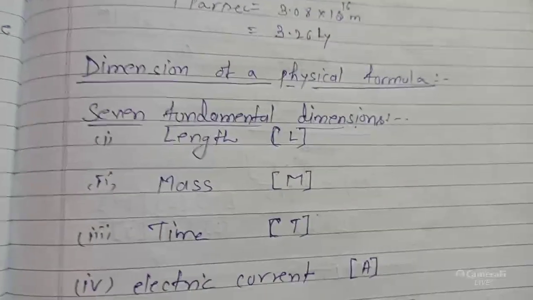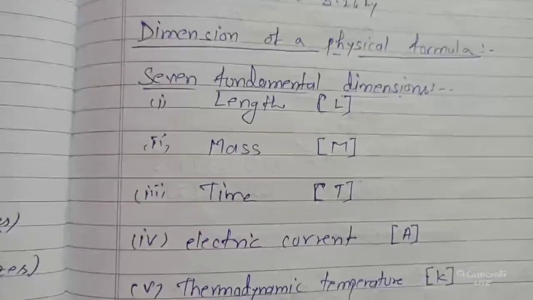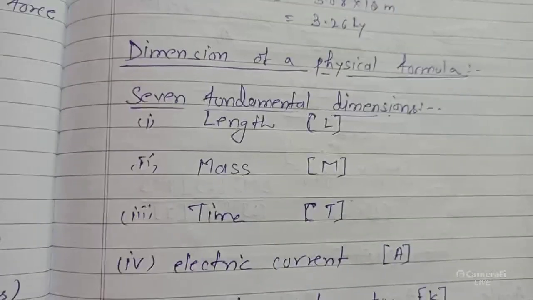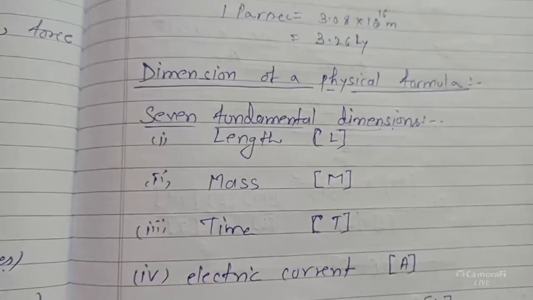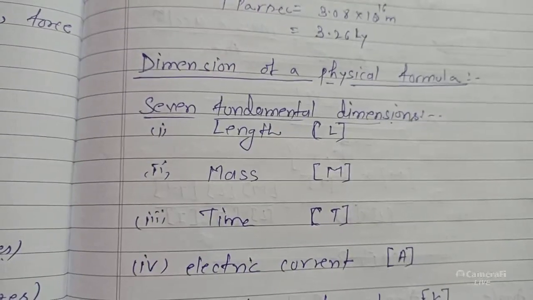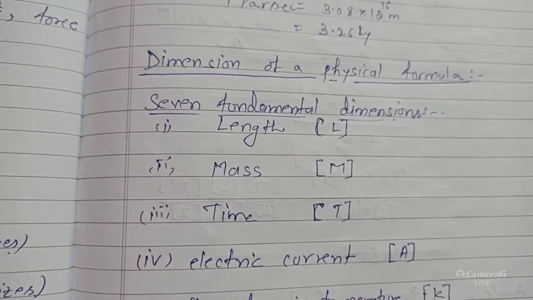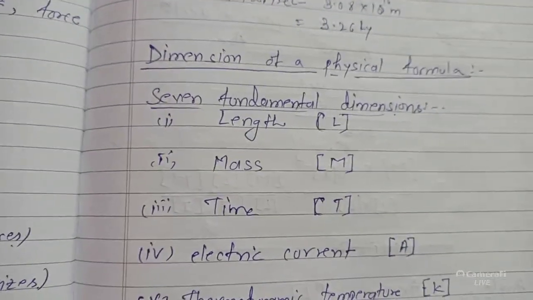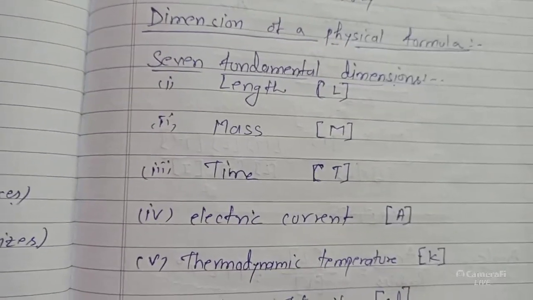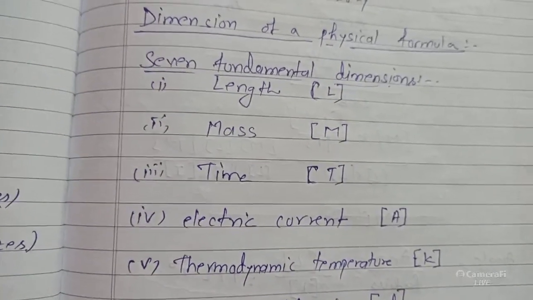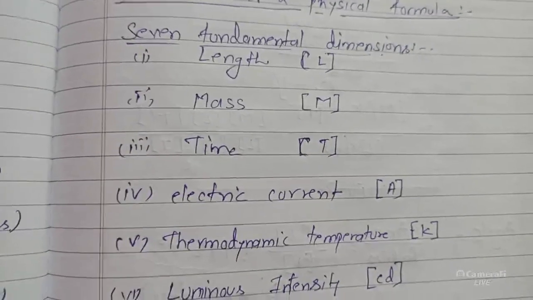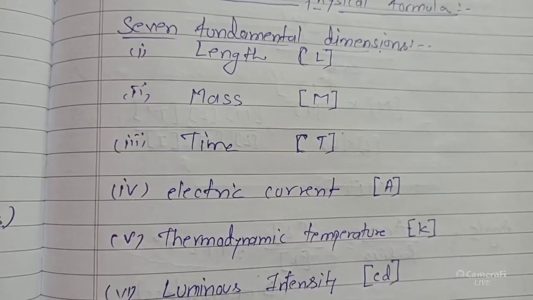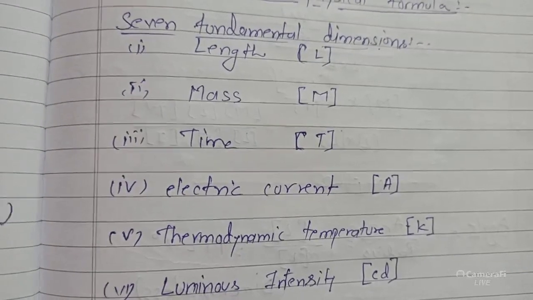Now we are going for dimension. Till now you know units, the units of physical quantities, either fundamental quantity or derived quantity. You used to find the unit. Now we are going to find a new thing which is known as dimension. There are seven physical fundamental dimensions. You can see number one is what? Length. The dimension of length is capital L in square bracket.